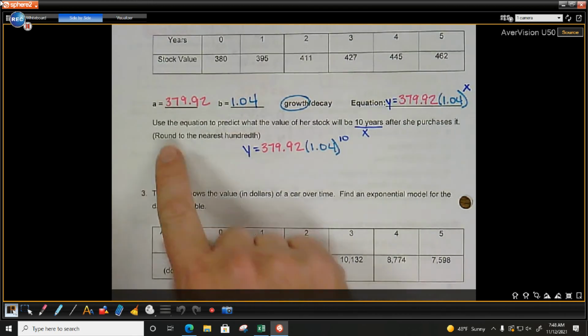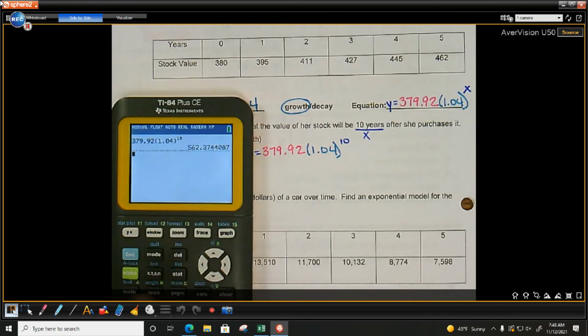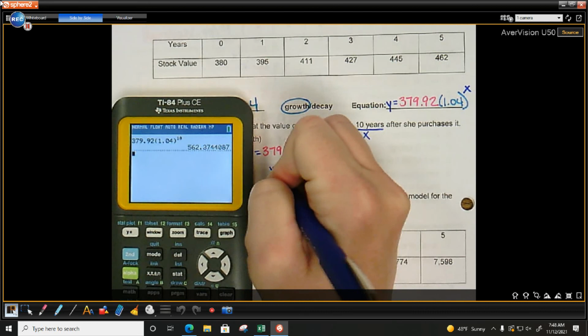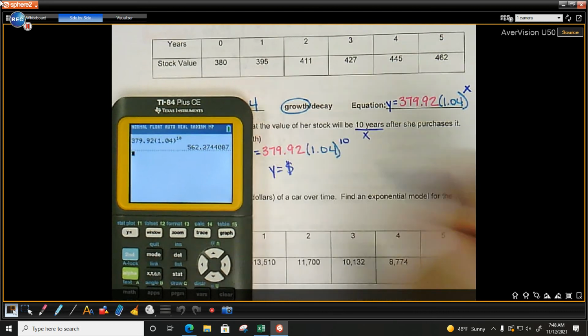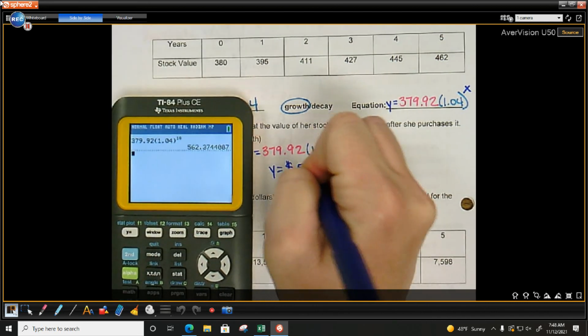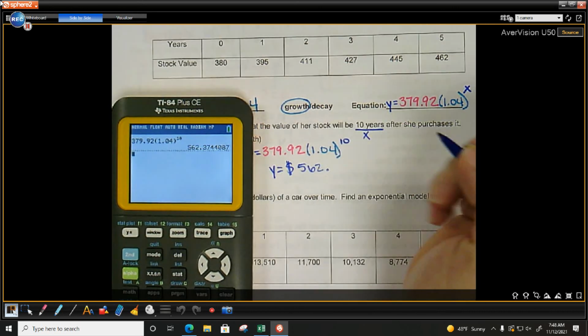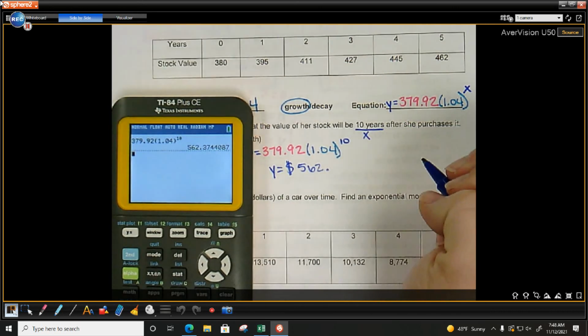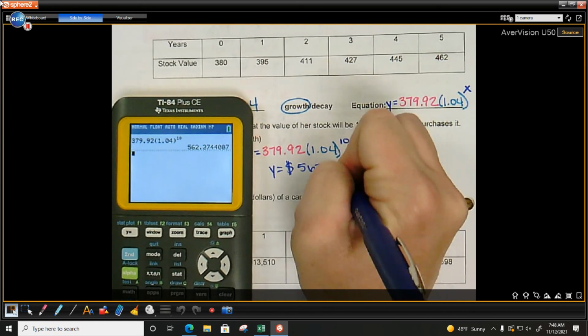Now, this says round to the nearest hundredth. Why do you think it says hundredth? We're talking about what here? Money. When we talk about money, money always comes as a whole number or to the nearest cent, which is hundredth. Okay? So y equals a dollar value, because we're talking about money. 562 point what? 37. Very good.